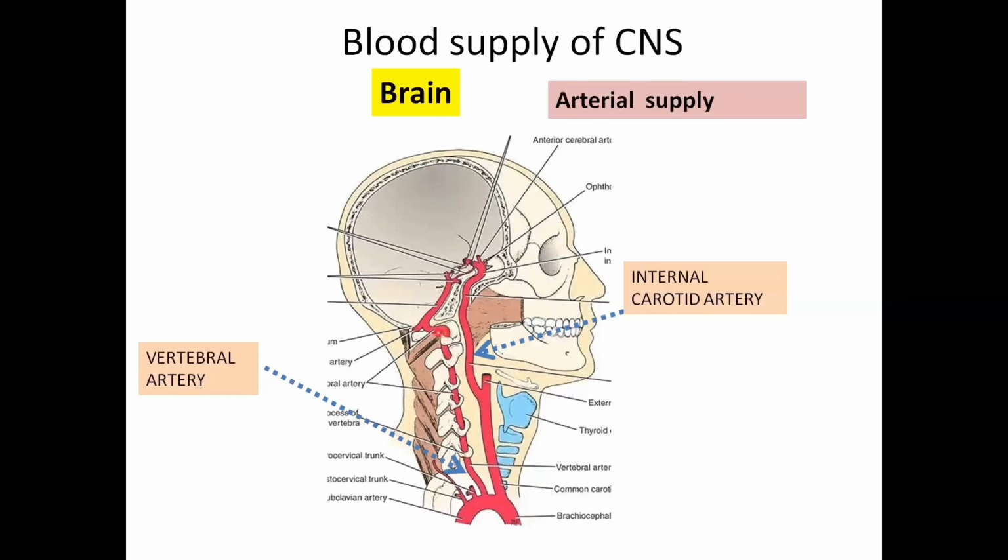The third part of the vertebral artery is the one that we see in the region of the suboccipital triangle, after which the vertebral artery passes through the foramen magnum to enter the posterior cranial fossa as the fourth part.